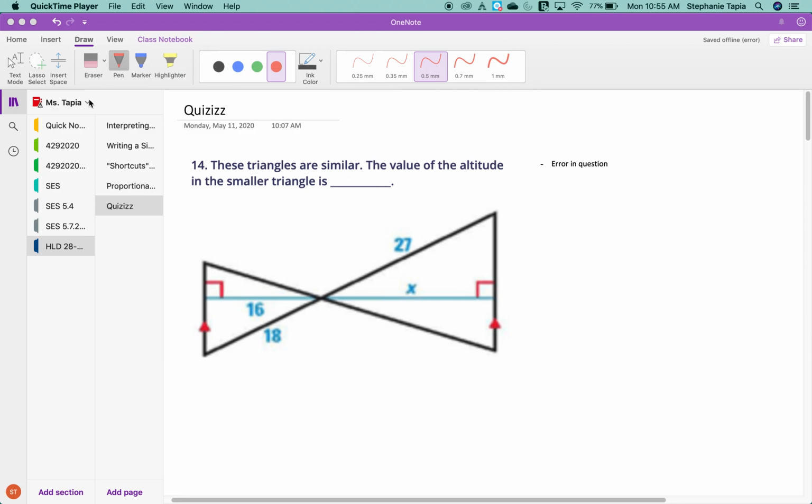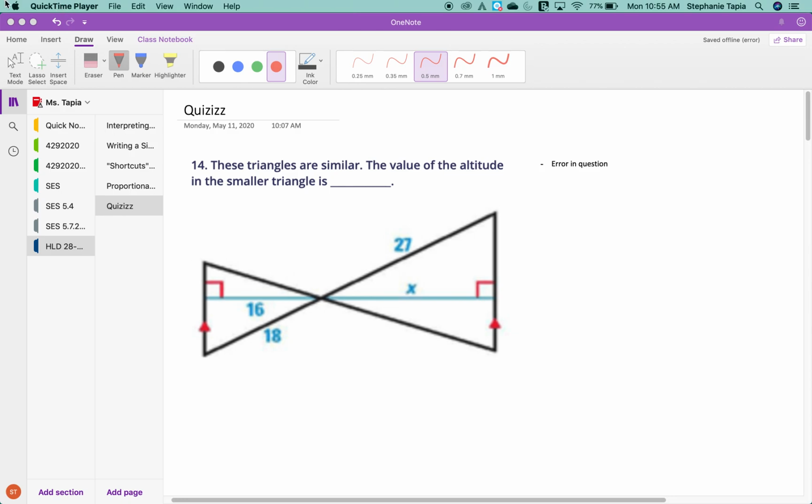So today we're going to go over the Quizizz assignment and some of the questions that you guys had on it. And I don't want this video to be too long, so we're just going to get right into it. The first question was on the triangle that had the altitudes on it.